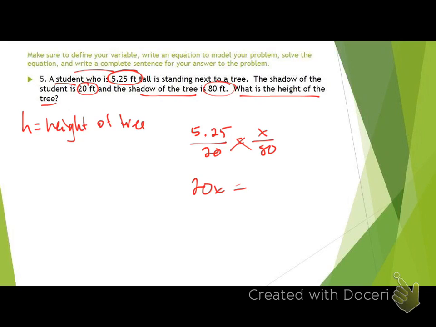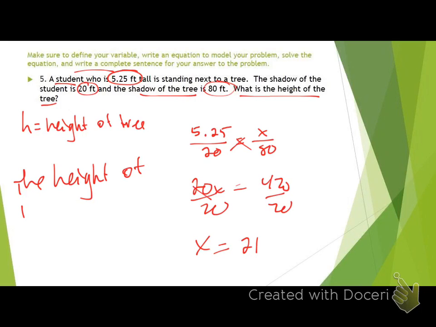You get 20x equals 420. Divide both sides by 20. So x is 21. That means that the height of the tree is 21 feet. Okay, the tree is 21 feet tall. All right, so that introduces the idea of being able to set up a proportion if we're comparing some stuff. All right.